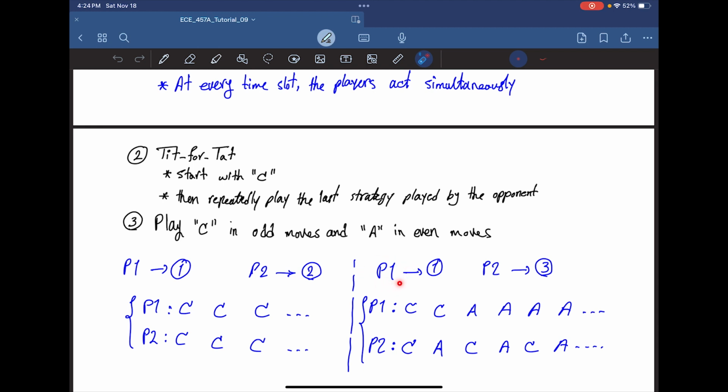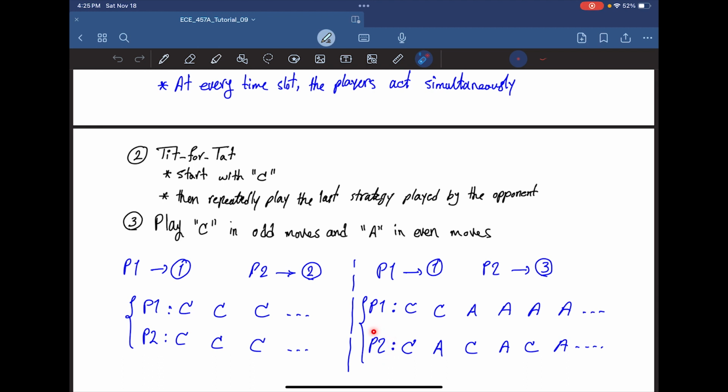player 1 is playing Grim, so it says to play C unless the opponent played A or B in its previous move, then play A or B. We can see the opponent played C, so player 1 plays C here. And for player 2, because it's playing this strategy, it says to play A in even moves. So this is move number two, the second move. So player 2 will play A.